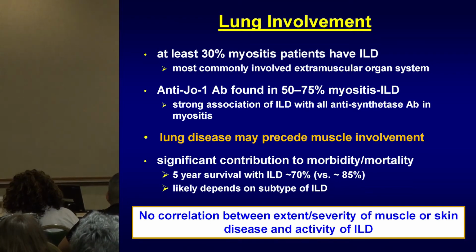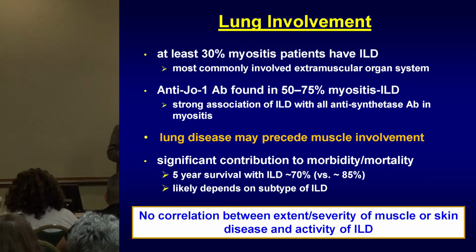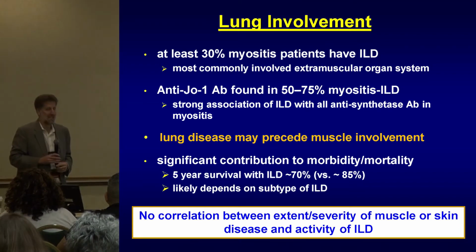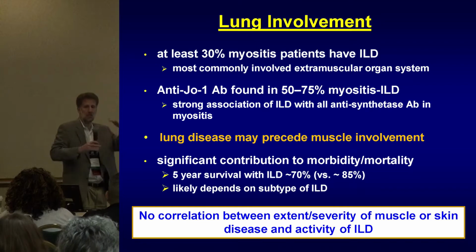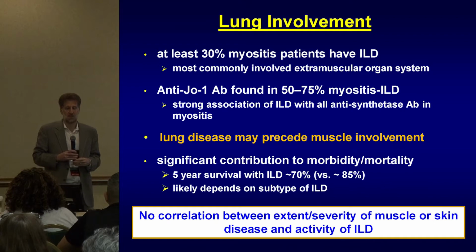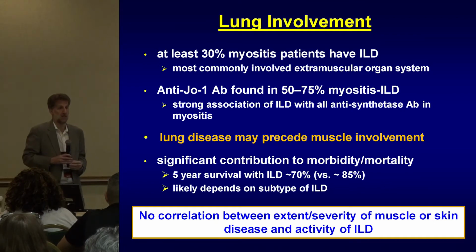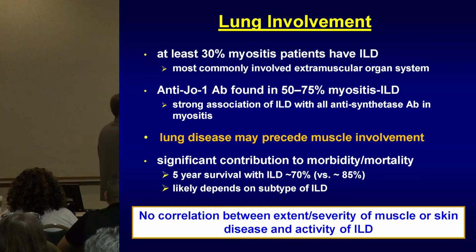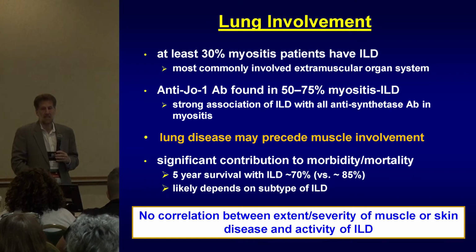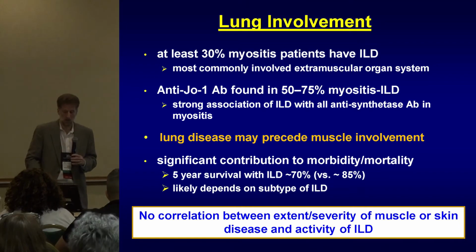But this is really also another key point related to what I said before, is that we can't really use what's going on in the muscle or skin as a barometer of what's happening in the lung, because it's almost like there's a disconnect. You would think it would make sense if the severity of lung disease would vary with the severity of everything else, but that's not really true. So again, from a physician perspective, we have to remain very vigilant and always look for the activity of disease in the lung, even if everything else is seemingly well controlled and quiet.